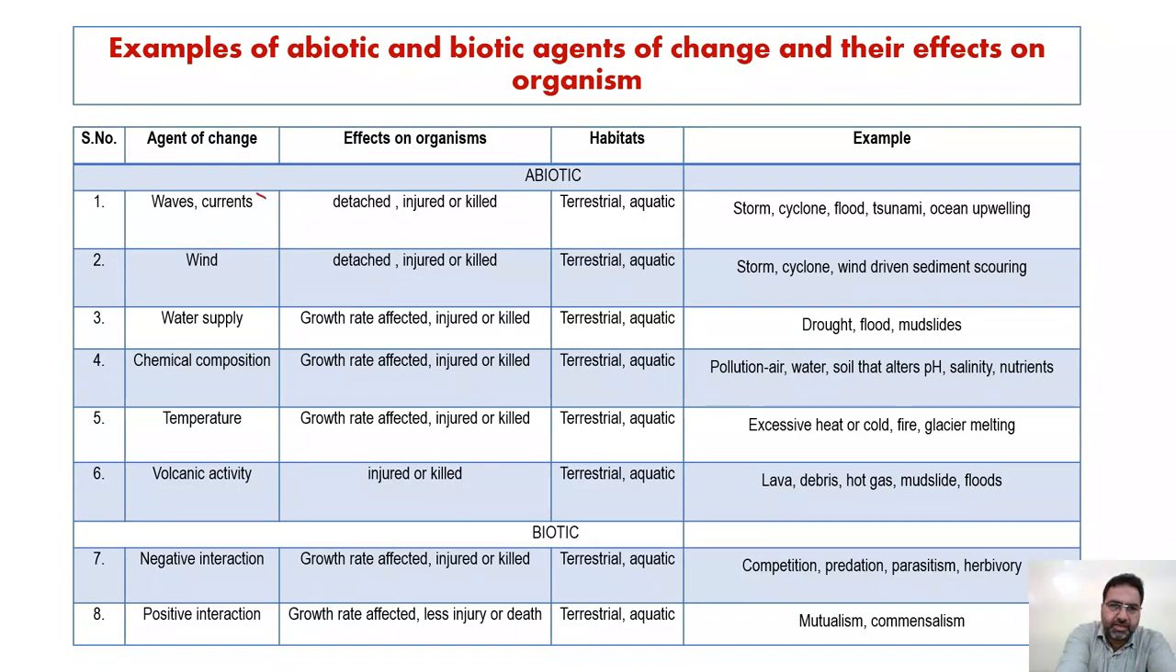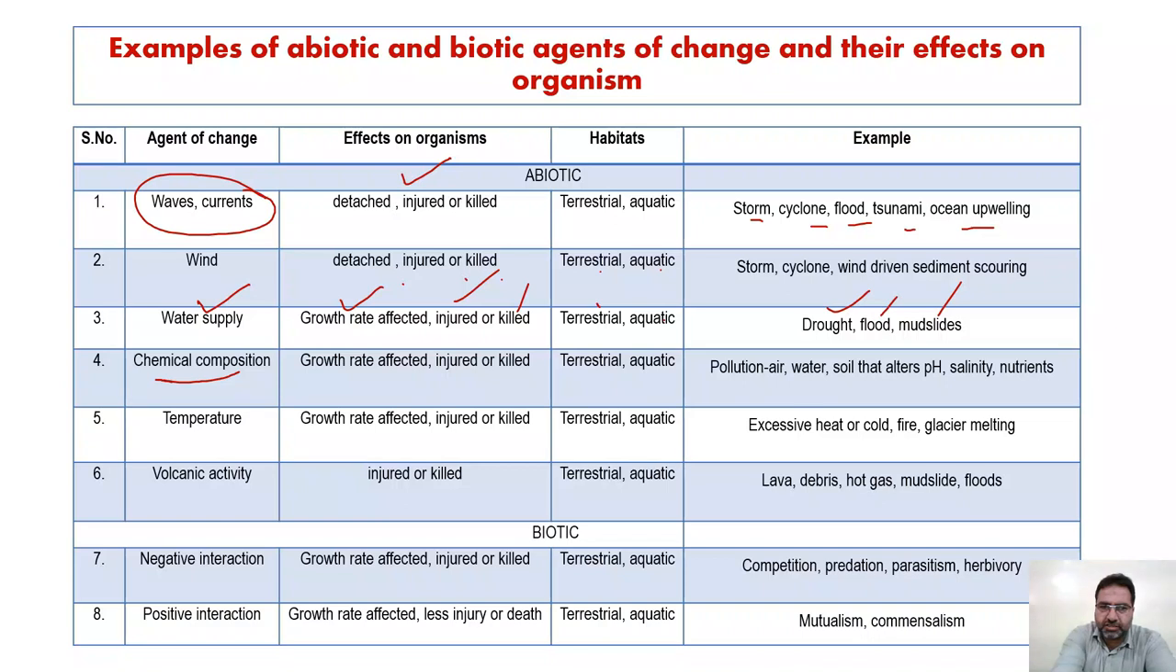Many times the waves and currents are responsible for the succession. They detach, injure or kill the organisms, and it takes place in the terrestrial habitat. The examples are storm, cyclone, flood, tsunami, ocean upwelling. If the agent of change is wind, again they detach, injure or kill, and the environment can be terrestrial or aquatic. Then if it is water supply, it can be terrestrial or aquatic, and the growth rate is affected, with injury and killing, and it can lead to drought, flood and mudslides.